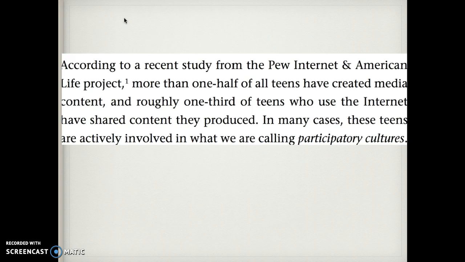But how do communicators know how to be digitally literate and know what and what not to get involved in and post? Digital literacy is the ability to use information and communication technologies to find and share information. According to Henry Jenkins in Confronting the Challenges of Participatory Culture, more than one half of all teens have created media content, and roughly one third of teens who use the internet have shared content they have produced. This explains the fact that social media is being commonly used to provide and share information and has changed the way we look at digital literacy.